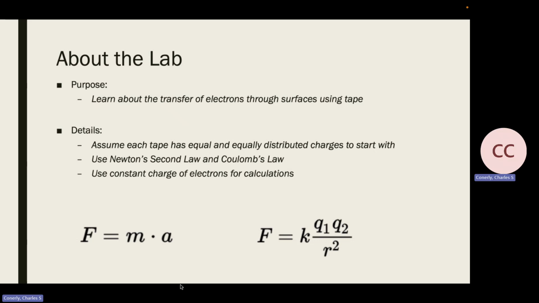We're going to use a couple formulas. We're going to use Newton's second law and Coulomb's law, which you can see below, and we're going to use constant charge of electrons for our calculations. The two formulas, of course, Newton's second law, force equals mass times acceleration. Coulomb's law, force equals a constant K times Q1, Q2 over R squared.